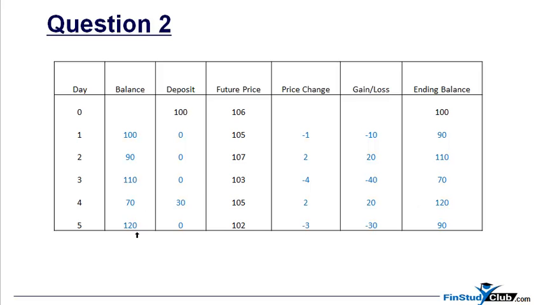So then you have the price of 105, $2 kicks in, and there you have $120. So that is what it's going to be on day 5. $3 decline in price, loss of $30, and hence margin finally stands at $90, the total amount in the margin account.